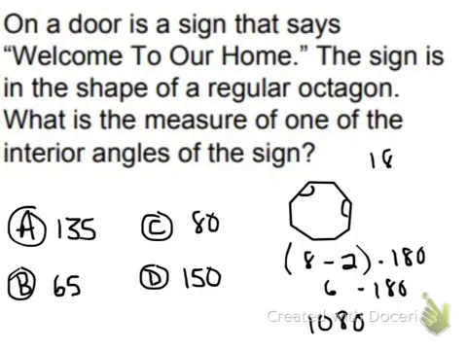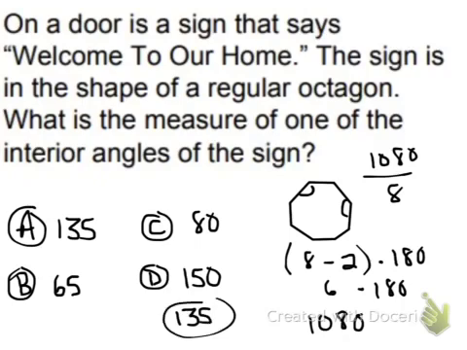So you do 1080, and we're going to divide. What will we divide by? Well, the number of sides. This is 8. So 1080 divided by 8 is going to get us 135. So our final answer should be 135.